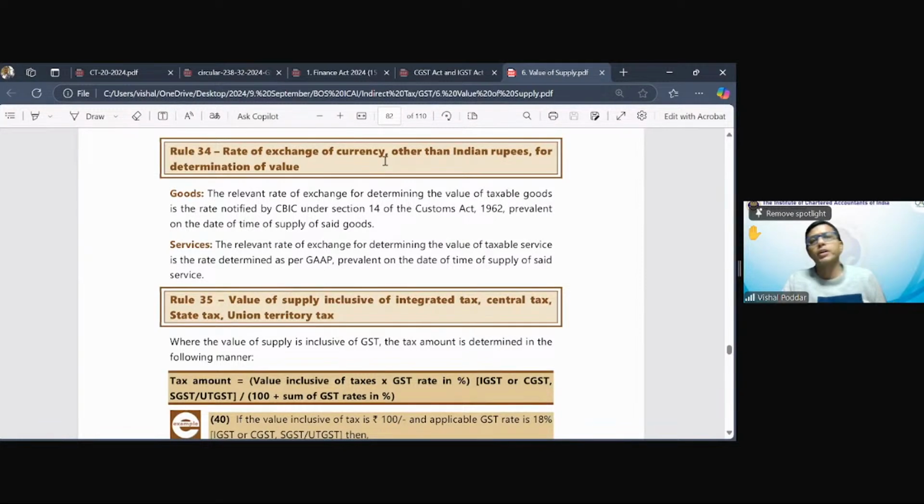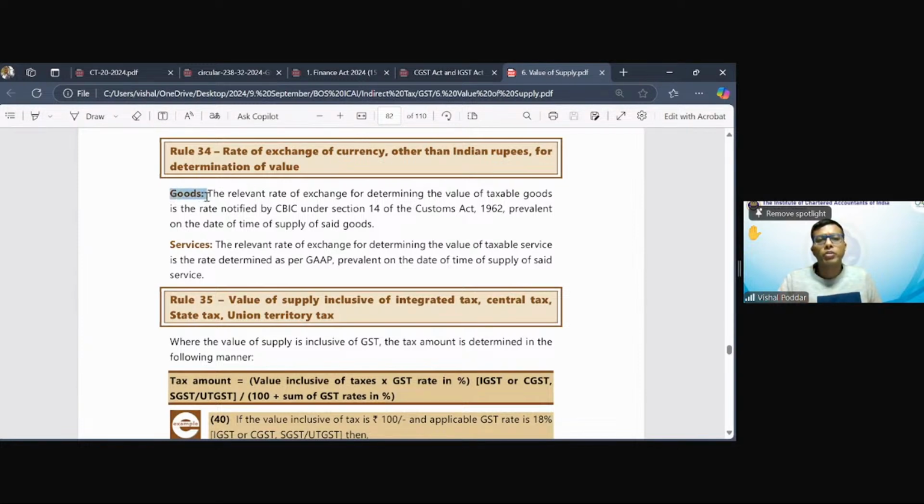What will be the rate of currency other than Indian rupees for denomination of value? Now, what is this point? See, when you are entering into a transaction which involves foreign exchange, you need to find out the rupee value. How do you convert the foreign currency into rupee value? You need some exchange rate. What will be the exchange rate?